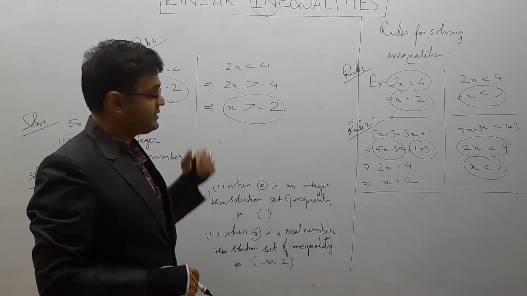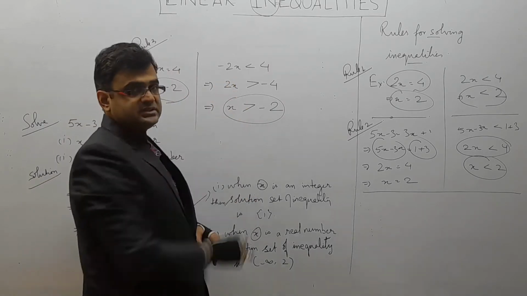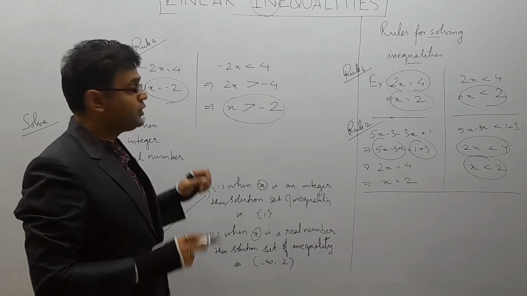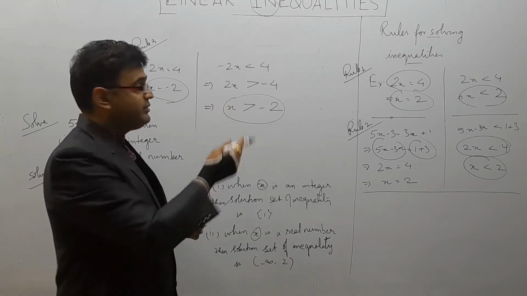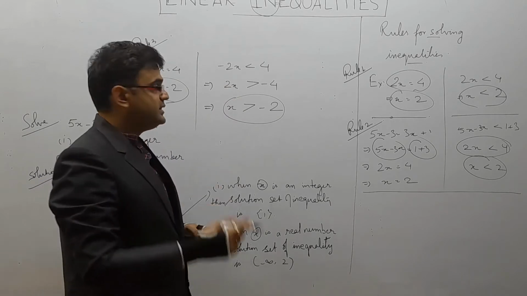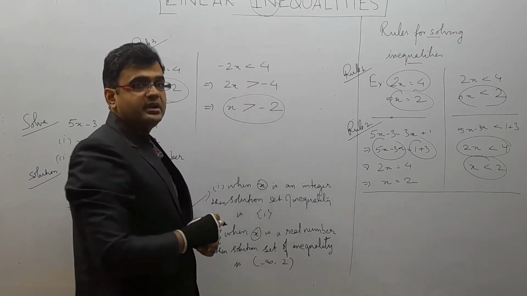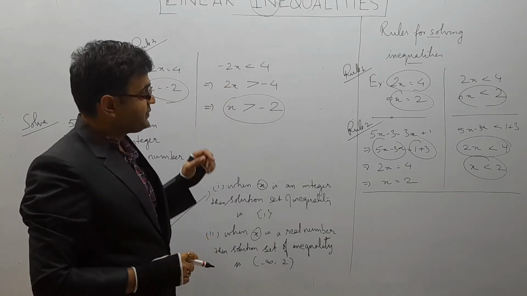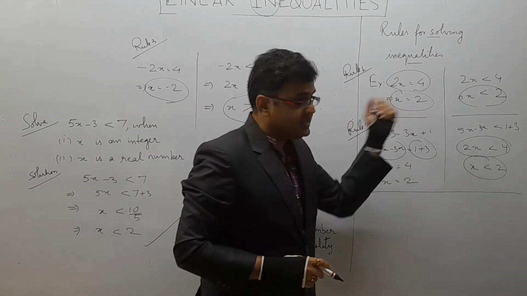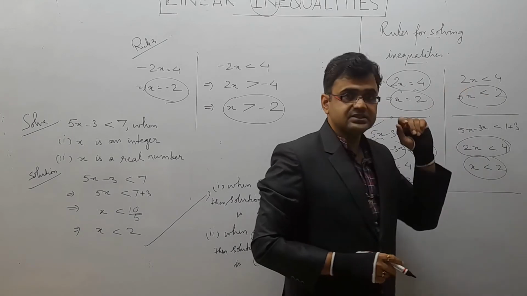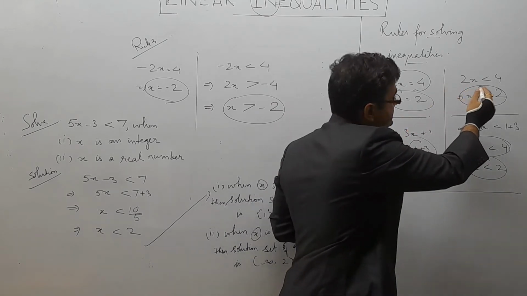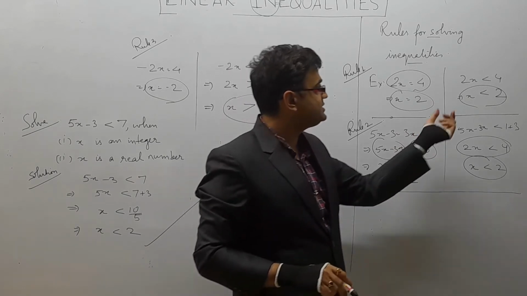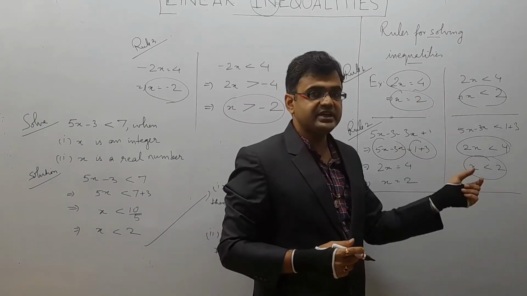But here, if we divide both the sides by minus 2, not plus 2, it is minus 2, then the sign will reverse. From less than, it becomes greater than. Again, I'll tell you the difference. Here, it was 2x less than 4. We divide both the sides by 2, not minus 2. Here, it is plus 2. We are dividing both the sides by plus 2.